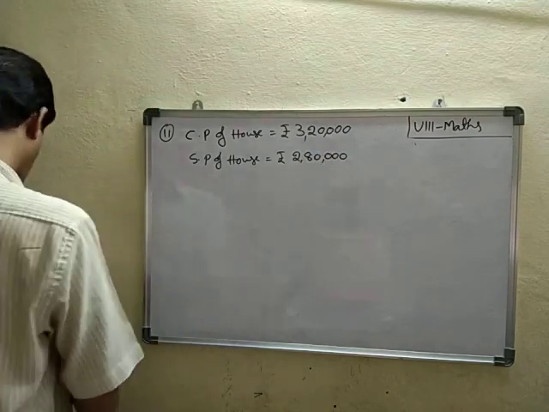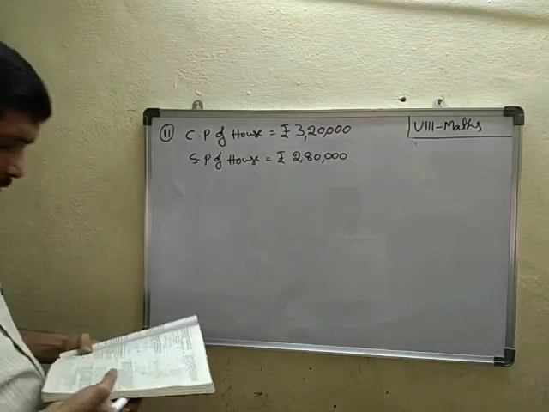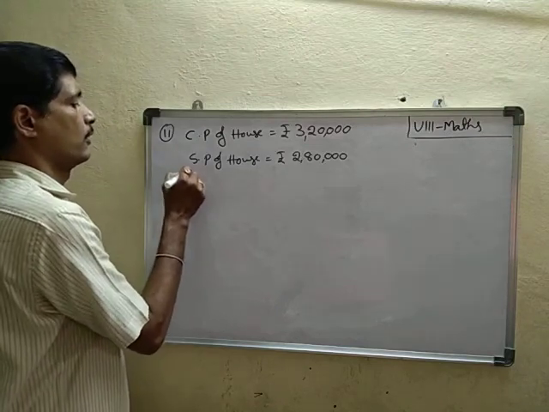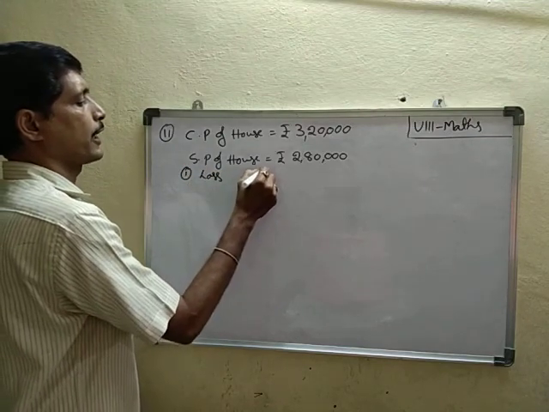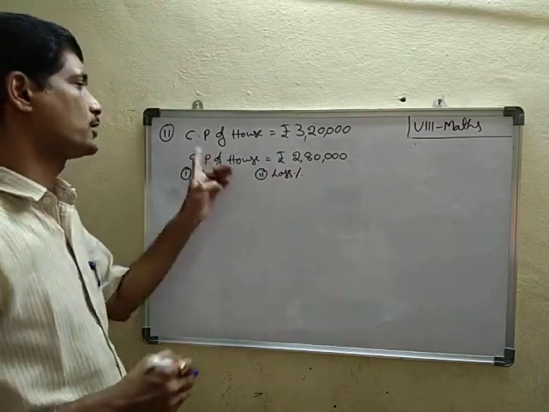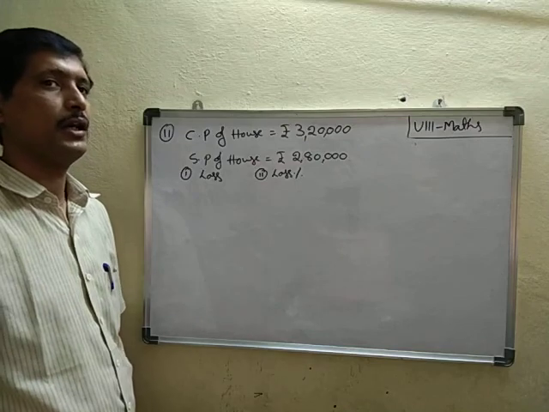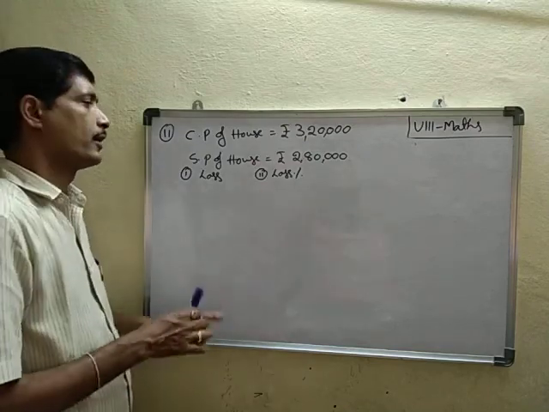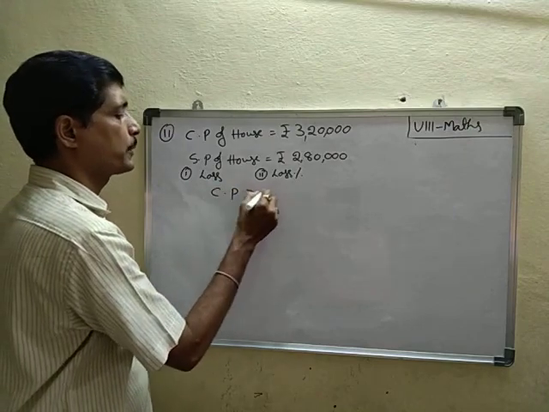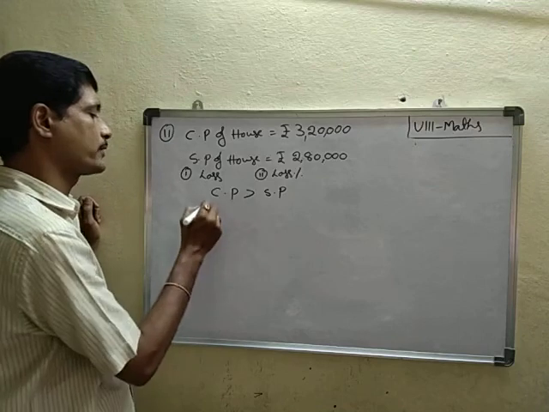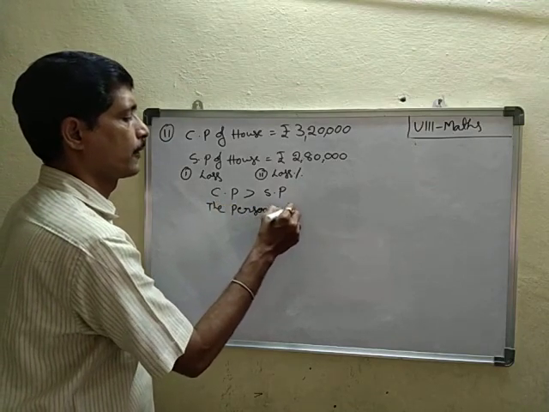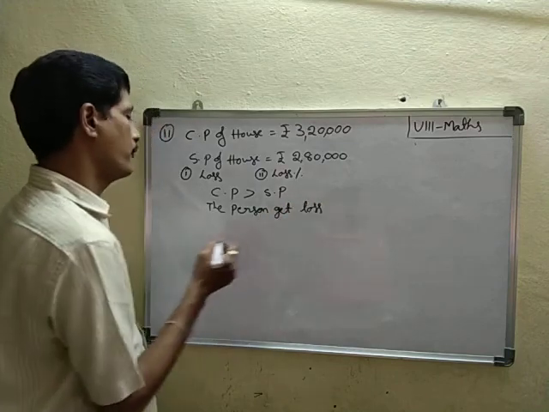Okay. Here they sold the house for 2,80,000. Find the loss incurred and the loss percentage. Here, first is the loss and the second is the loss percentage. Therefore, the cost price is given and the selling price is given. Compare these two. The cost price is more compared to the SP. Therefore the person gets a loss.